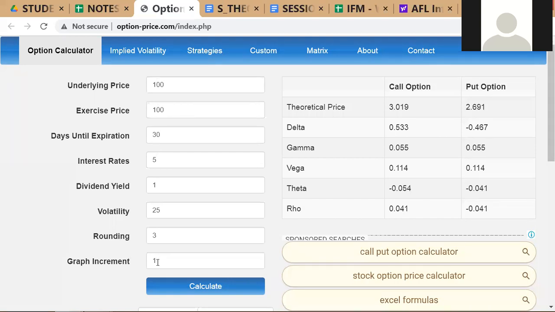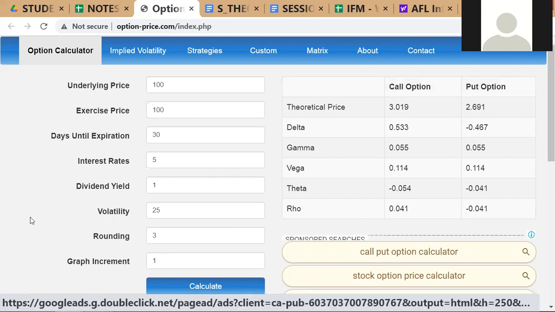Graph increment is not really a model input. Rounding and graph increment are part of the user interface of this particular piece of software, this web-based software. It's just related to this software, rounding and graph increment. We don't need to worry about this, but these are the inputs. These are all the inputs, as you are aware, okay?